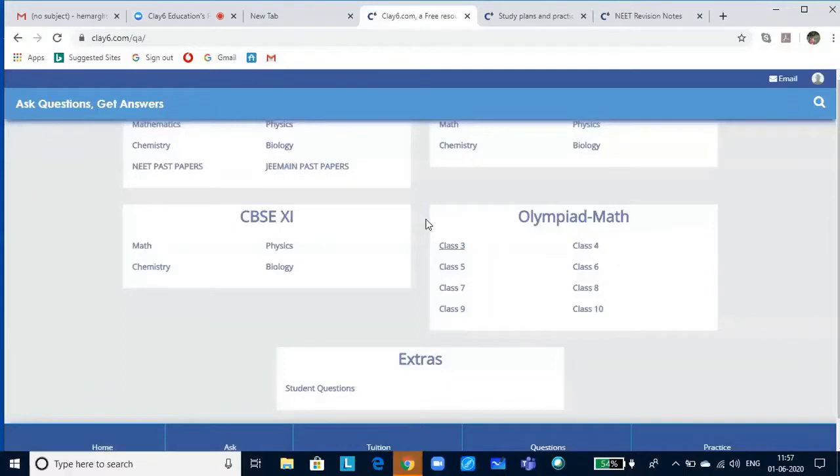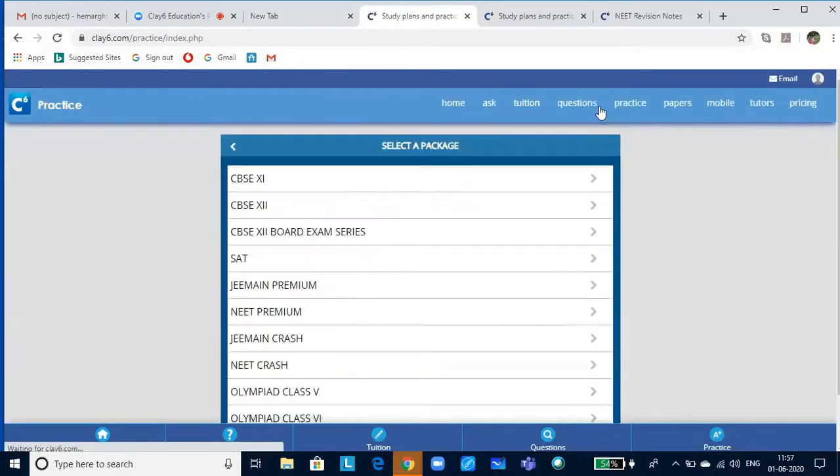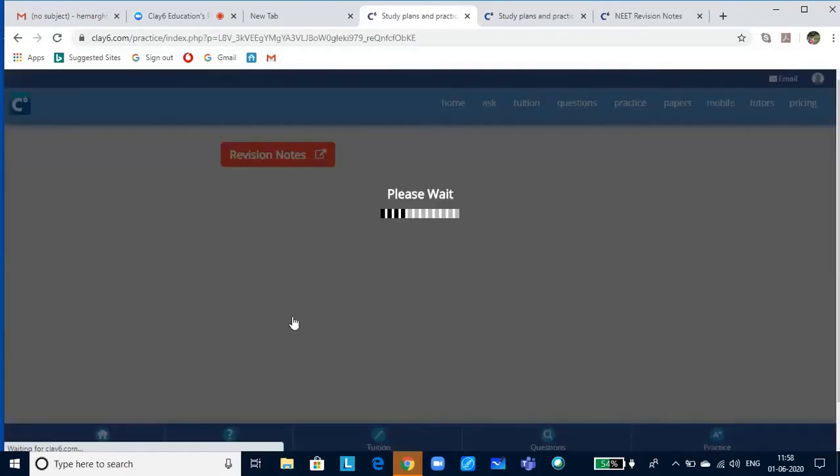I will be covering organisms and population and ecosystem as a single unit. So briefly, I will run through how to access revision notes and test in playsix.com. Open the playsix.com page, click on practice. So you will be seeing a lot of packages. You can select the package you want. Since we are doing NEET, we will be selecting the premium package.